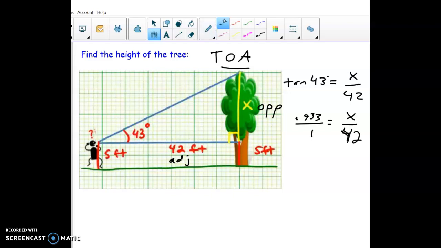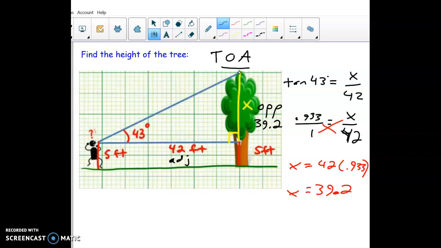Sorry, my thing is messing up here. Solve it for x. So we're going to do 1 times x equals 42 times that. So I have 42 times 0.933, and x is whatever those two things are multiplied. So that's 39.2 feet. I'm going to label that in my picture because that's actually not my answer, right?